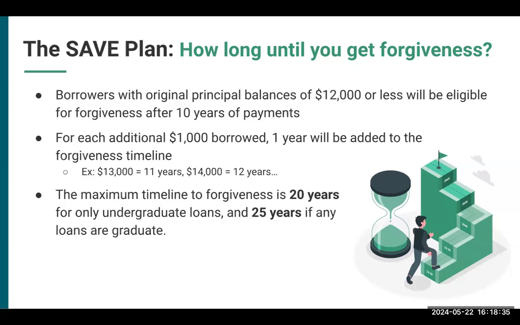The maximum timeline to forgiveness under SAVE is 20 years if you have only undergraduate loans, or 25 years if you have any grad loans. So your loan balance when you took it out will determine how long you have to pay for on SAVE. But in general, if you have a lower loan balance, you could qualify for forgiveness sooner.